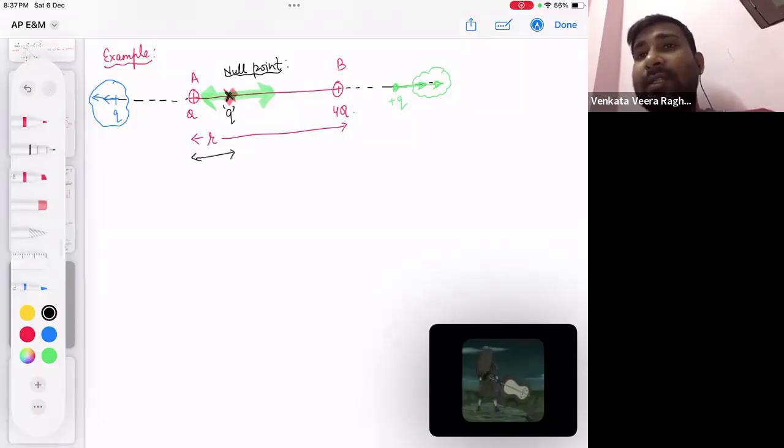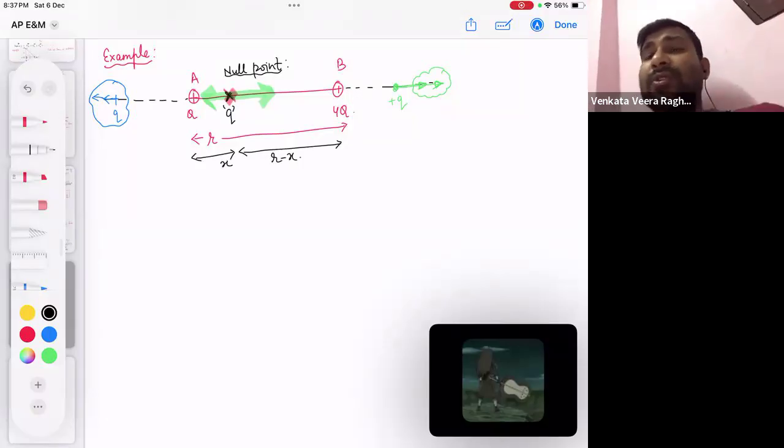So let me take that the point is x distance from A. So how much distance from B will it become? R minus x distance from B, isn't it? From A, if the point is x distance, then from B the point will be R minus x distance. Now let's make the net force zero. Is that clear?